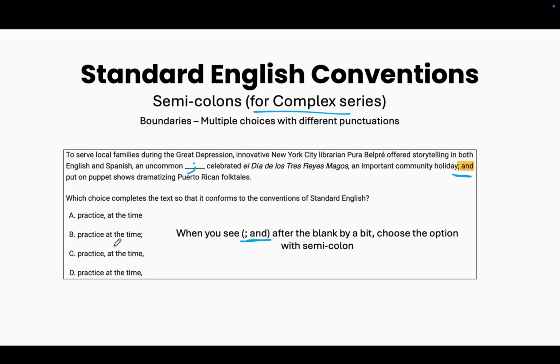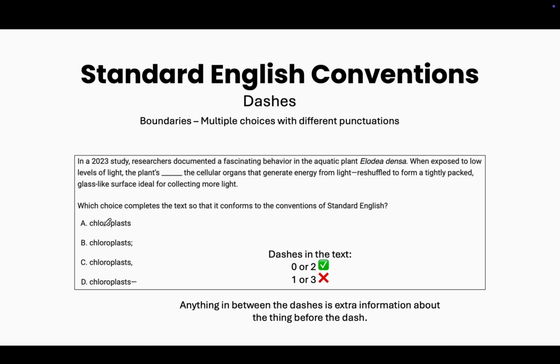Now let's discuss dashes. Dashes follow 2 rules. They always come in pairs, 0 or 2, never 1 or 3. And the second thing you need to know is the information inside the dashes is extra. If you remove it, the sentence should still make sense. So for example, we can see that there is a dash in the choices and there's only one dash in the text, meaning the correct choice is the one with a dash, so choice D. And also the information inside the dashes is extra. If you remove it, the sentence should still make sense.